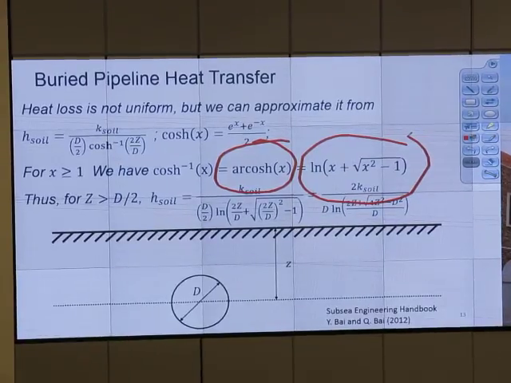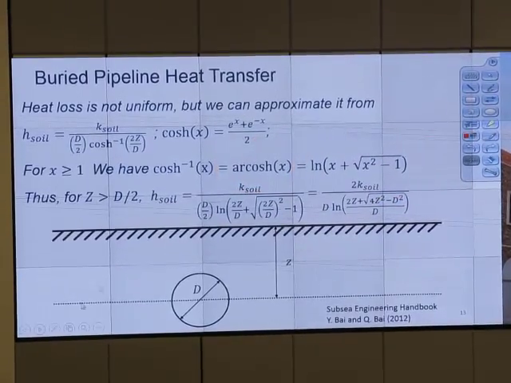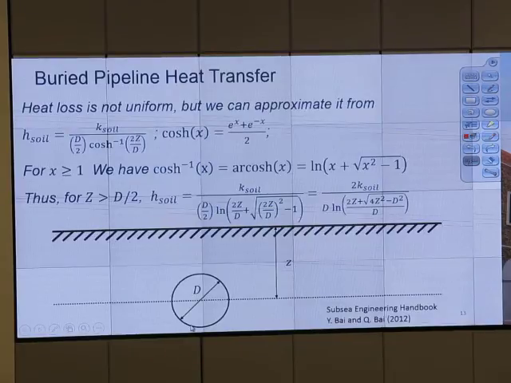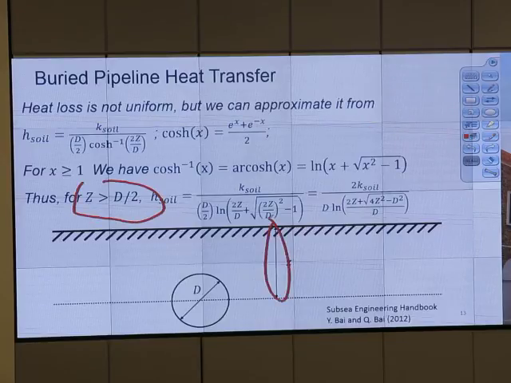Okay, and I show both ways in the Excel and they match. So this approximation works for depth longer than half of the diameter. So you have to bury it, not like partially above the ground or something. And when you actually do it, you don't do partially above the ground to begin with, right? Okay.